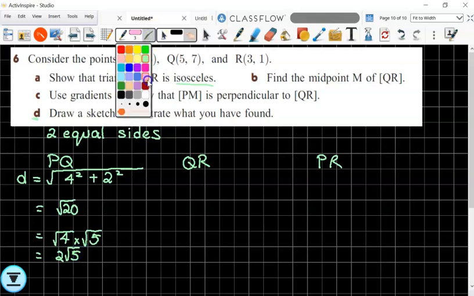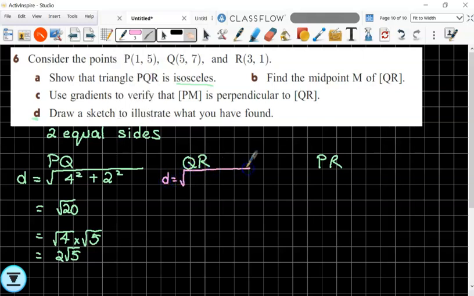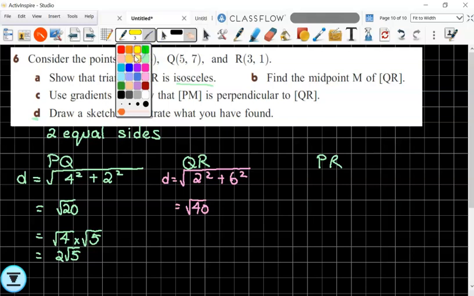I feel I have to change the colour for QR. Q to R. 5 take 3 is 2, so that's 2 squared. 7 take 1 is 6. Oh dear. 36 plus 4 is root 40. Oh, now he's saying he said PR. If we could go back to the recording on that one.